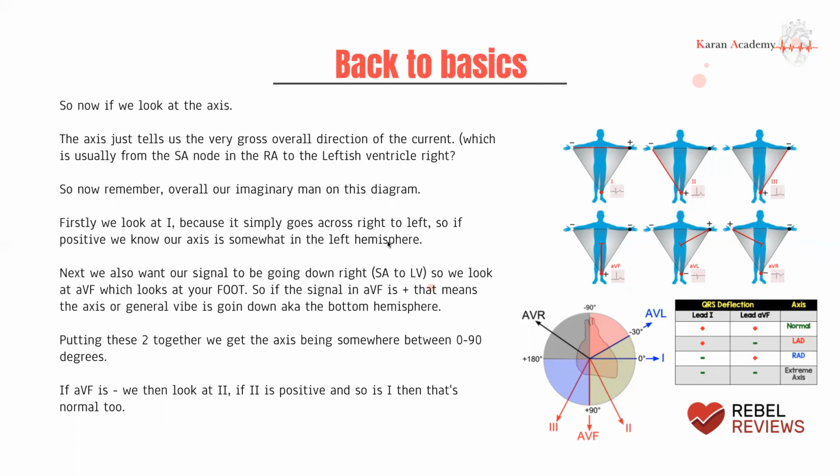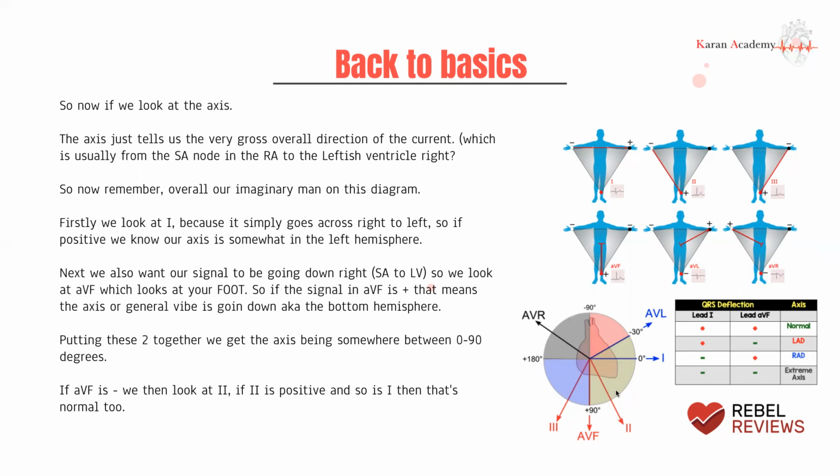So let's go through that again, because I think I might have confused you. Step 1, look at lead 1. If lead 1 is positive, then great. If lead 1 is negative, that automatically means that the axis is on this side of the heart, which is always pathological. We'll go through what each of those pathologies are in a second. Lead 1's positive, great. Look at AVF. AVF is positive, great. Your axis is normal.